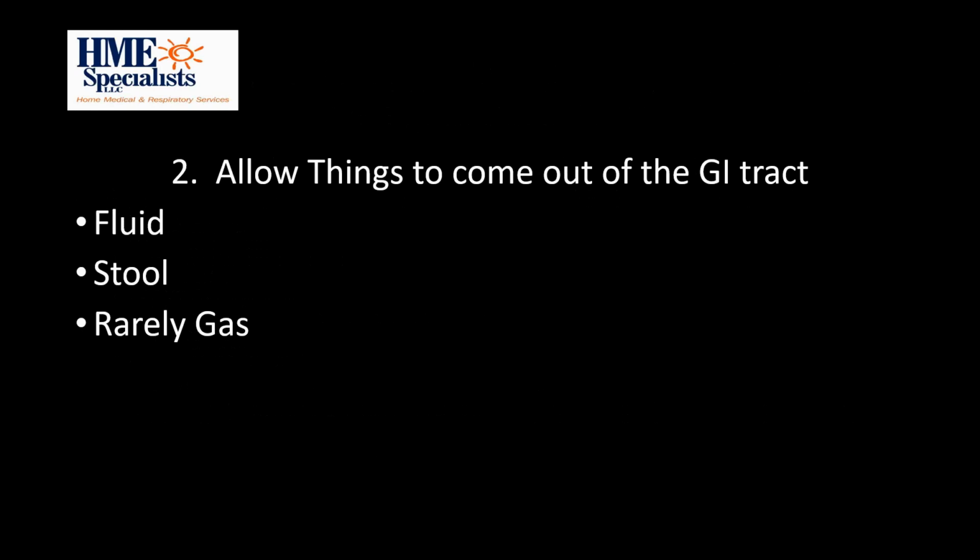The second thing as to why we would use a tube or a bag, in this case mostly a bag, is to allow things to come out of the gastrointestinal tract. Food will go in, but things, basically feces and other fluids, must come out. Sometimes when you have processes such as obstructions in the intestinal tract or you're missing part of the intestinal tract, you need to use a bag to allow stool and fluids to come out, and rarely some gas.